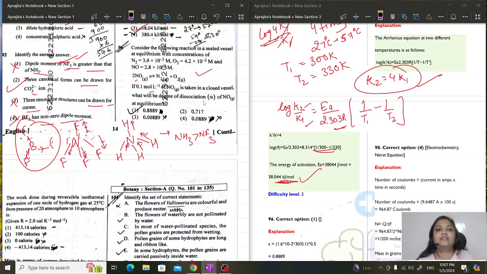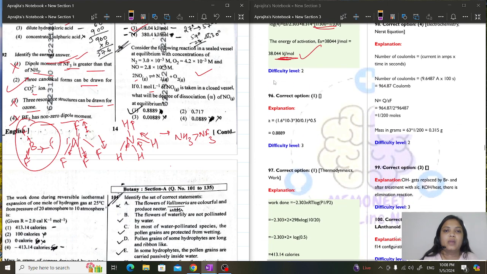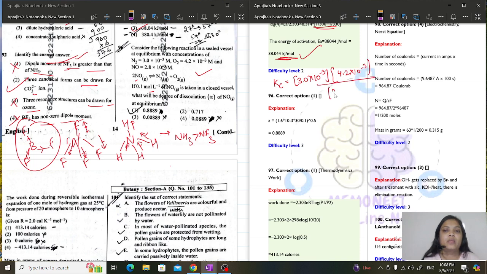So we need to tell what will be the degree of dissociation, that is alpha. The concentrations are given. Firstly, we will be finding out the value of Kc for the reaction. So Kc is the product of the concentrations of the product side, N2 and O2, divided by NO. Since the coefficient is 2, it will be squared. When you solve it, it will come out to be 1.607.